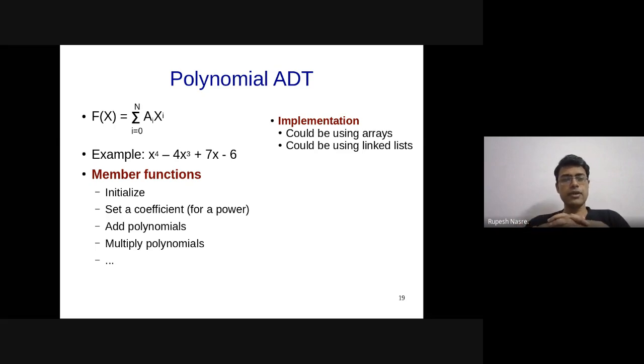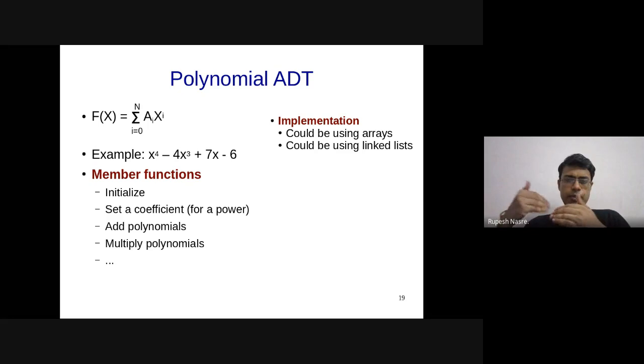So you can have this particular example, x to the power 4 minus 4x cubed plus 7x minus 6. This can be represented as, at the 0th element in the array, we store minus 6. At index 1, we store 7. At index 2, we store 0. At index 3, we store minus 4. At index 4, we store 1. That is how the array-based representation is going to be.